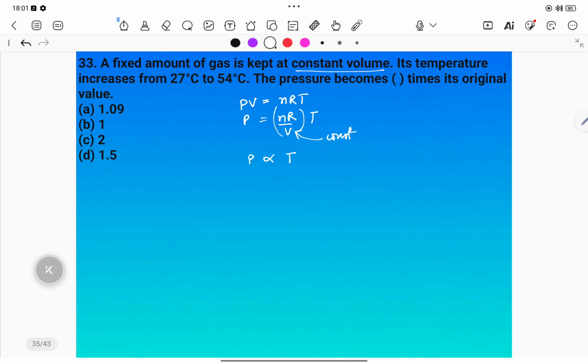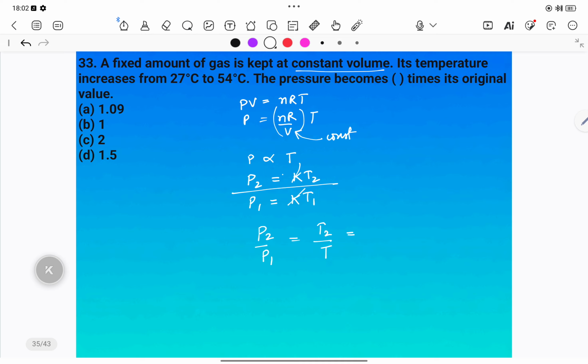So according to this, we can write the pressure P2 is equal to K into T2, and like this, P1 is equal to K times T1. We'll take the ratio, this K gets cancelled, and P2 by P1 is equal to T2 by T1.